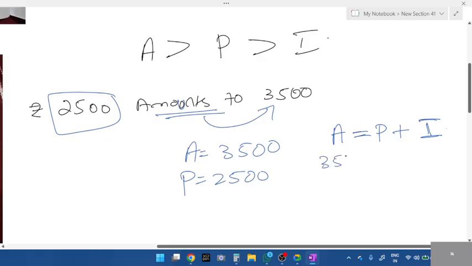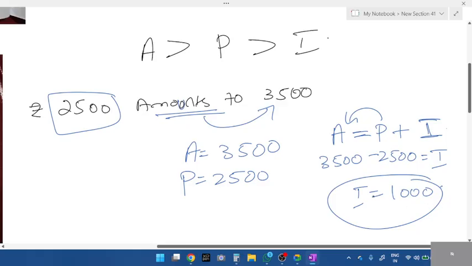Amount is equal to 3,500. Principal is how much? If principal goes to this side, it is equal to interest. Interest is equal to, how much is 3,500 minus 2,500? 1,000. Interest is equal to 1,000. Is it clear?